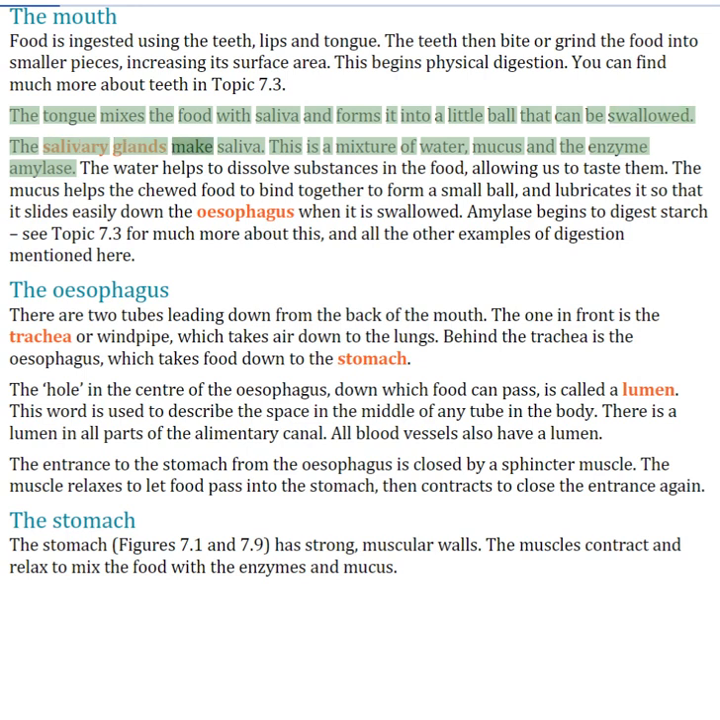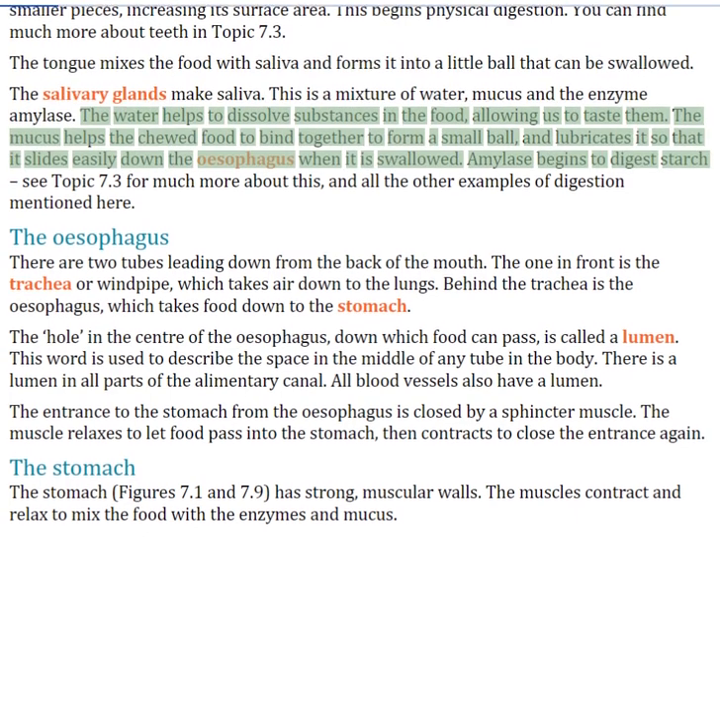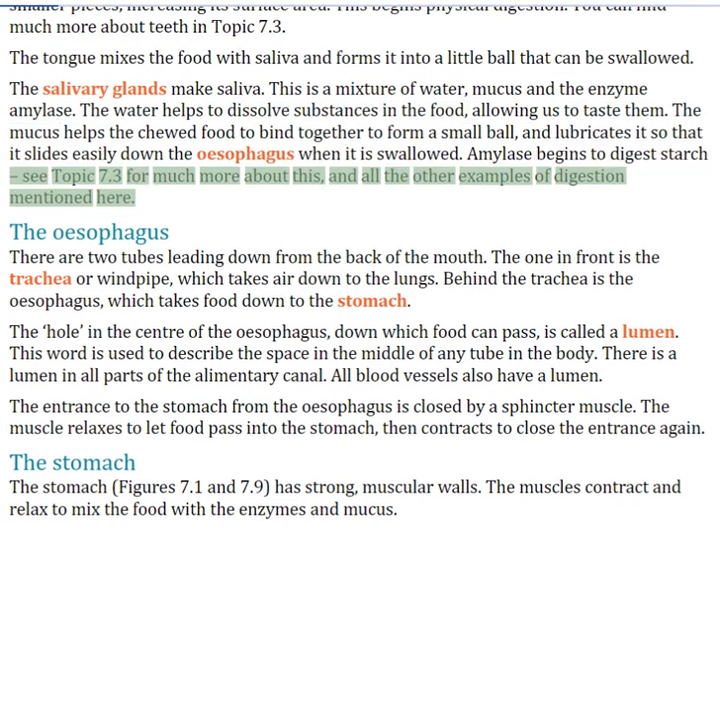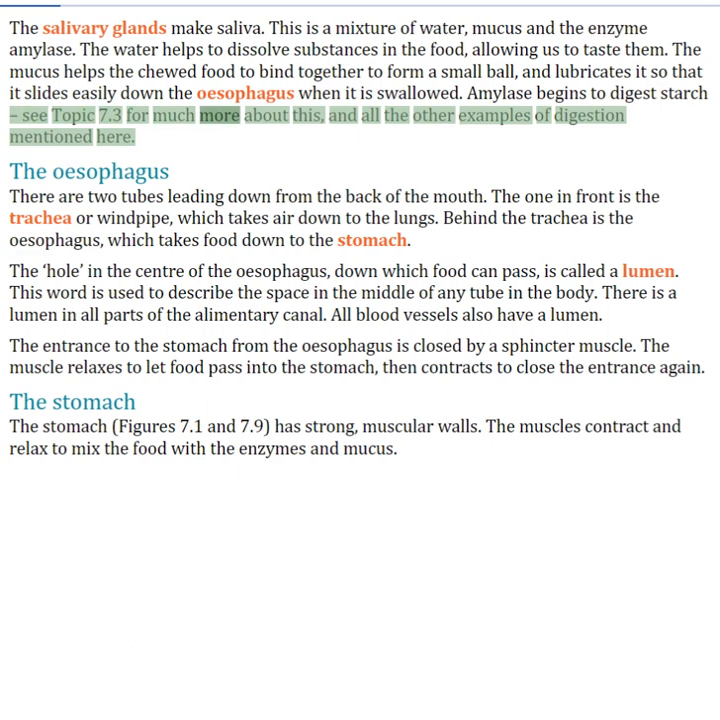The salivary glands make saliva. This is a mixture of water, mucus and the enzyme amylase. The water helps to dissolve substances in the food, allowing us to taste them. The mucus helps the chewed food to bind together to form a small ball, and lubricates it so that it slides easily down the esophagus when it is swallowed. Amylase begins to digest starch. See Topic 7.3 for much more about this, and all the other examples of digestion mentioned here.